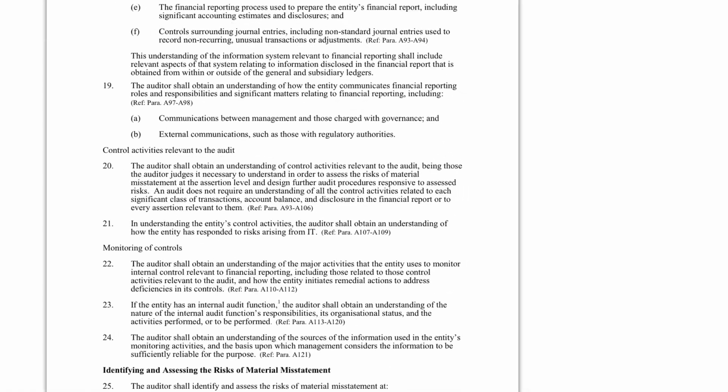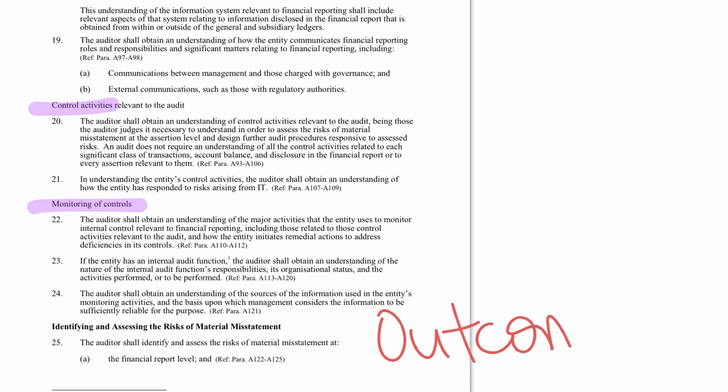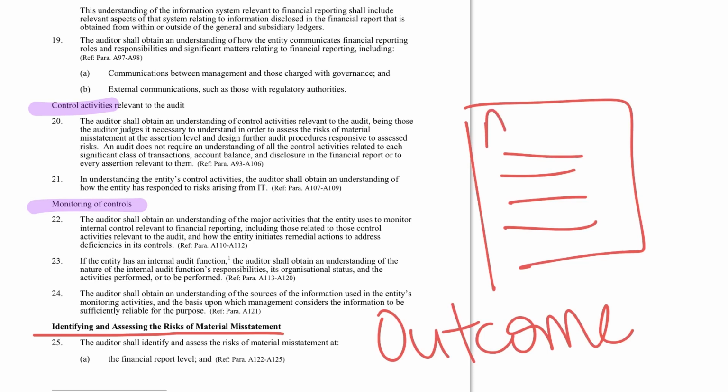So flipping over into that next page, you can actually see that here we have the control activities and the monitoring of those controls. So we're trying to do all of this to really understand what the company does, how they do it, and then what's the outcome. The reason that we're trying to do this is this section here, where we need to identify and assess risks of material misstatement so that we can identify the specific areas on the audit that are going to require additional attention.